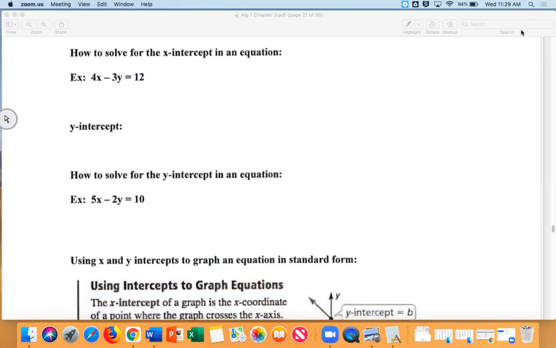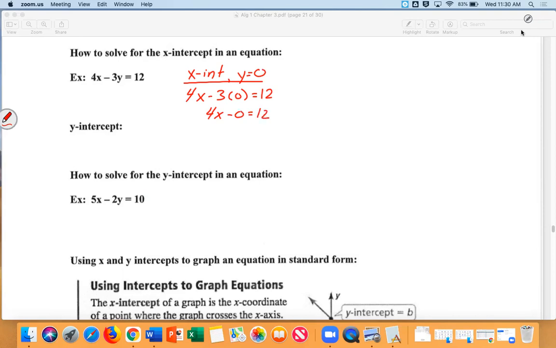So how do we find the x-intercept? To find the x-intercept, it is when y is 0. So what I'm going to do is take this equation, which is in standard form, and replace y with 0. Tyler, what's anything times 0? 0. So this becomes 4x minus 0 equals 12.